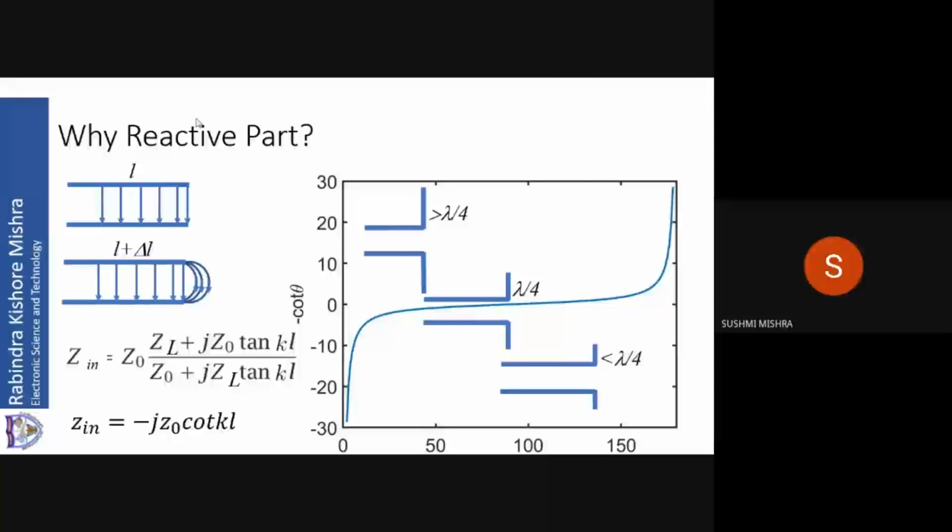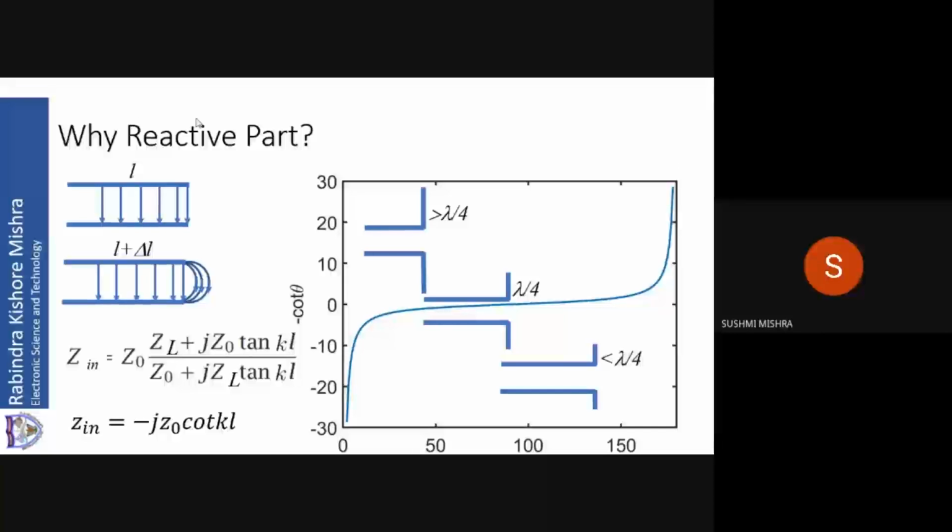To compensate for that, because it is extending electrically, it is L plus delta L. So what we can do is, instead of taking L, take L minus delta L, and then there will be an extension of delta L because of the fringing field. So L minus delta L plus delta L, the total will be L. That will take care of the extension due to the fringing field and the inductive reactive part.